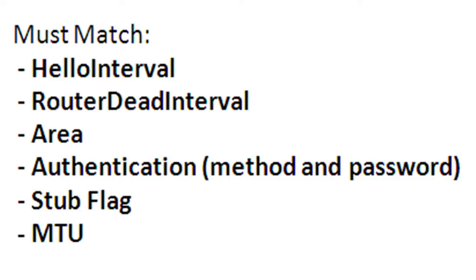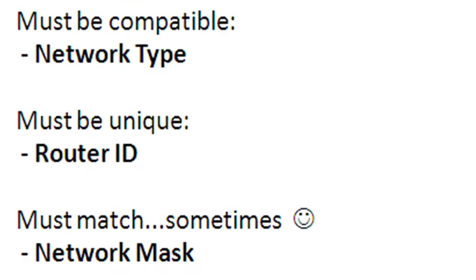Stub flag, without going into a whole lot of detail, is when you agree that an area is going to be a stub area. And if you don't know what a stub area is, again, go back and check out that lesson. But all routers within a stub area have to agree, so they have to have their stub flag set. And then MTU, that's kind of a strange one that catches a lot of people off guard, but that's the maximum transmission unit.